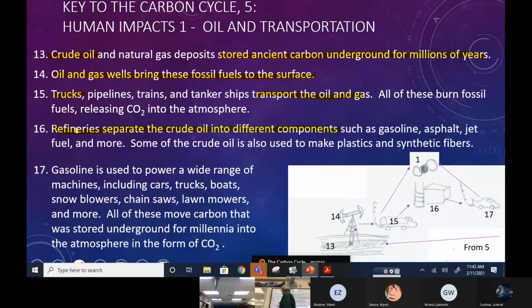And the refinery is where we take that crude oil and we purify it. We separate it out into different layers by density. These things include gasoline, asphalt, jet fuel, plastics, diesel, motor oil, even more than that.